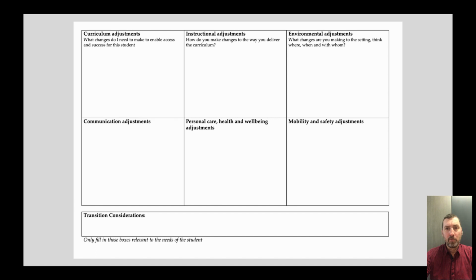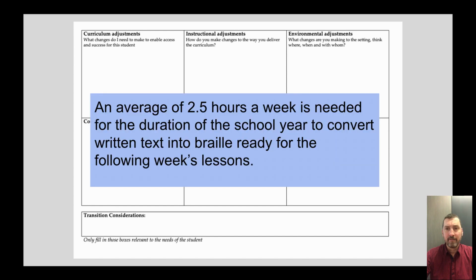For example, when supporting a student who uses Braille, your bullet statement about having a TA to convert all written text to Braille might read something like this. An average of 2.5 hours a week is needed for the duration of the school year to convert written text into Braille, ready for the following week's lessons. This bullet statement clearly identifies the frequency, each week, the intensity, 2.5 hours, and duration, the whole school year.